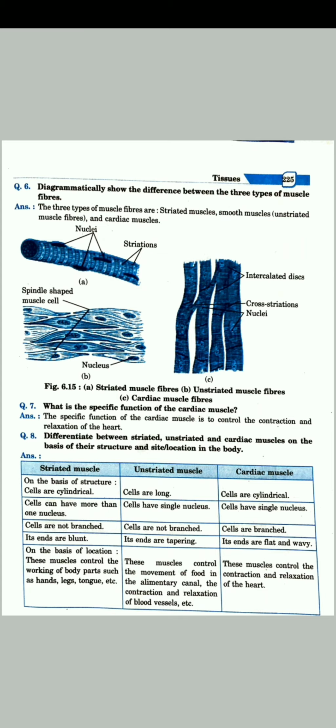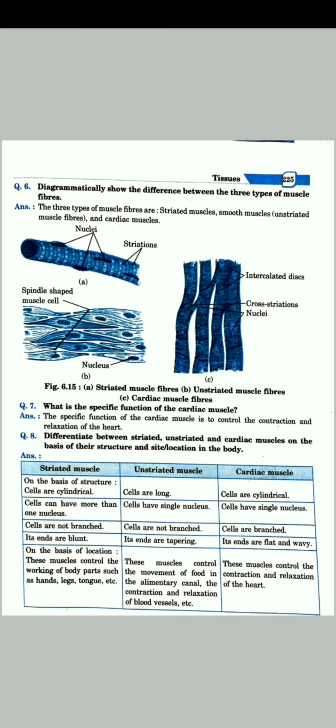Now question number 7 is, what is the specific function of cardiac muscle? So cardiac muscle, what is the function? That is control of contraction and relaxation of the heart to pump blood throughout the body. Then after, difference between striated muscle, unstriated muscle and cardiac muscle. Over here you can see all these types of muscles in the form of pictures and also in the form of written matter. All these differences are there in front of you.